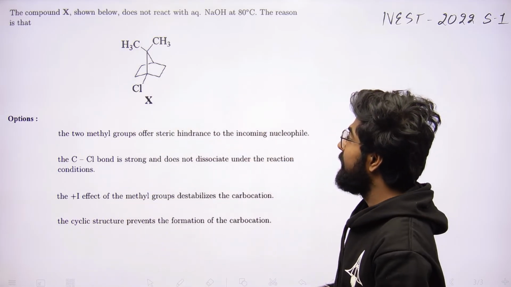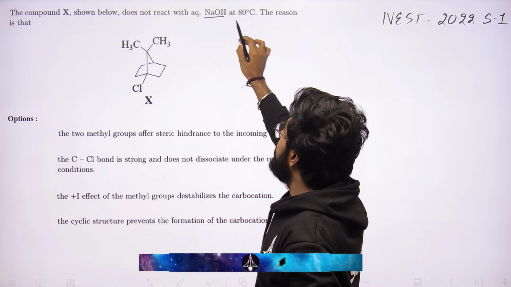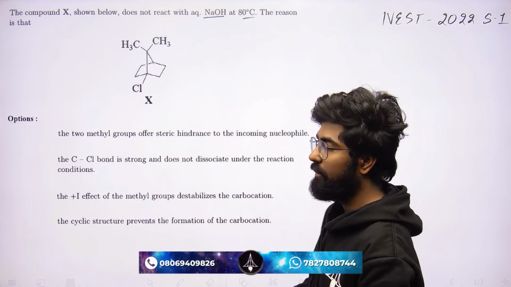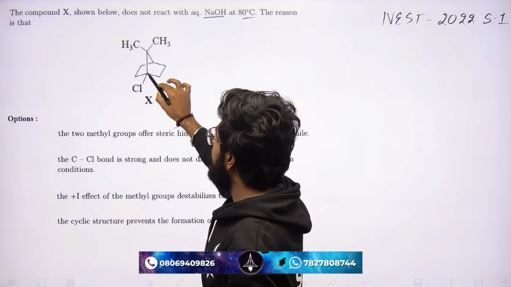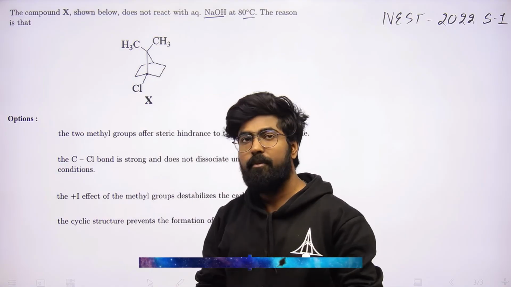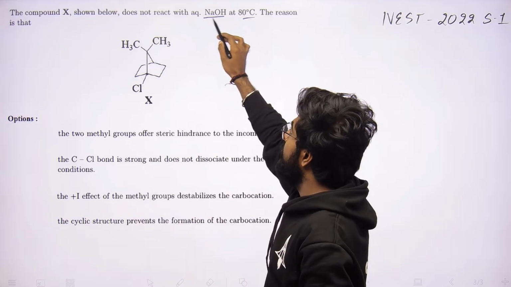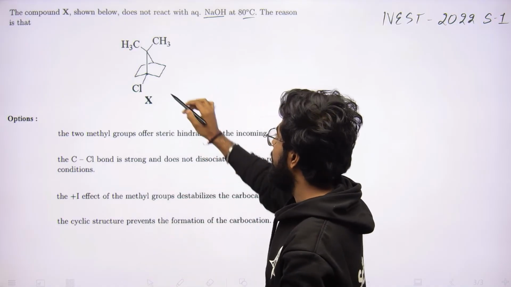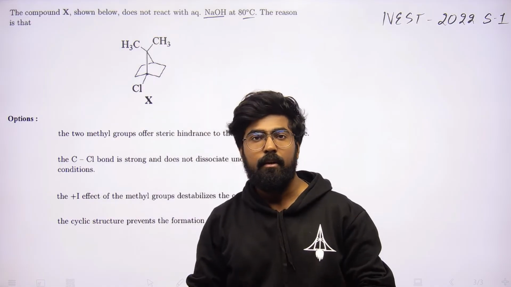So basically in this question, the compound X is given and it does not react with aqueous NaOH at 80 degrees centigrade. The reason is that, so basically there are 4 reasons and you have to select the correct one. Now if you closely look at this compound, this is the center where probably they are asking to have the substitution of Cl with OH ions, because we know that aqueous NaOH is known to be the reagent that causes substitution in halides. Now they are saying that even at 80 degrees centigrade this reaction is not feasible.